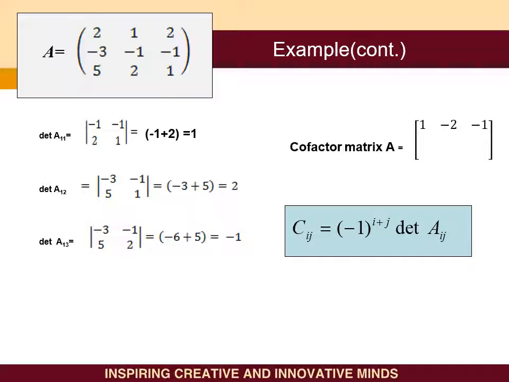Then the second step, we need to find the cofactor matrix of A using these equations. Okay, let's start with the determinant for A11. You need to calculate the determinant for A11. This is A11, right? So you will get this value. When you do the calculation, you will get 1.